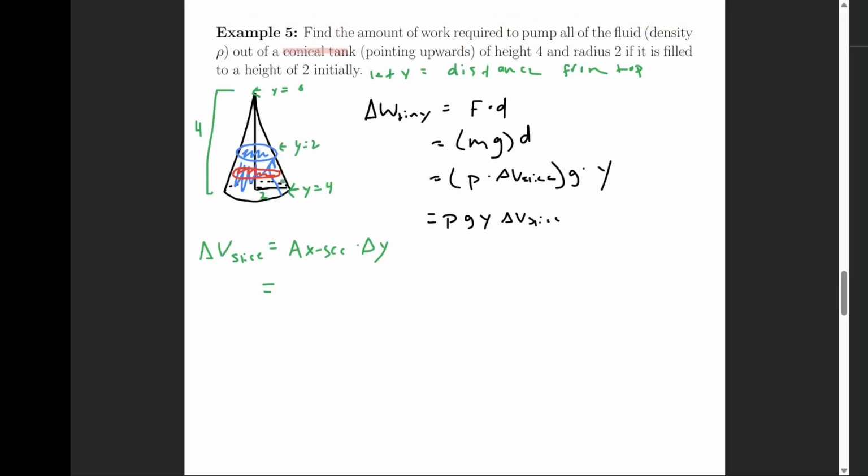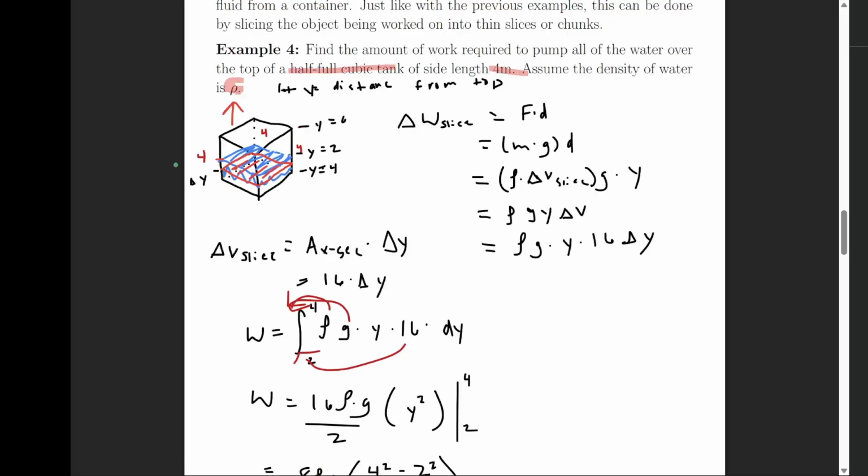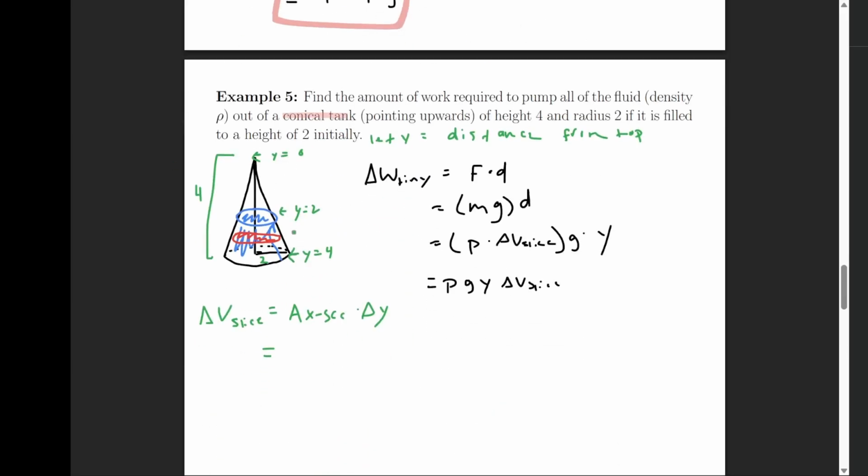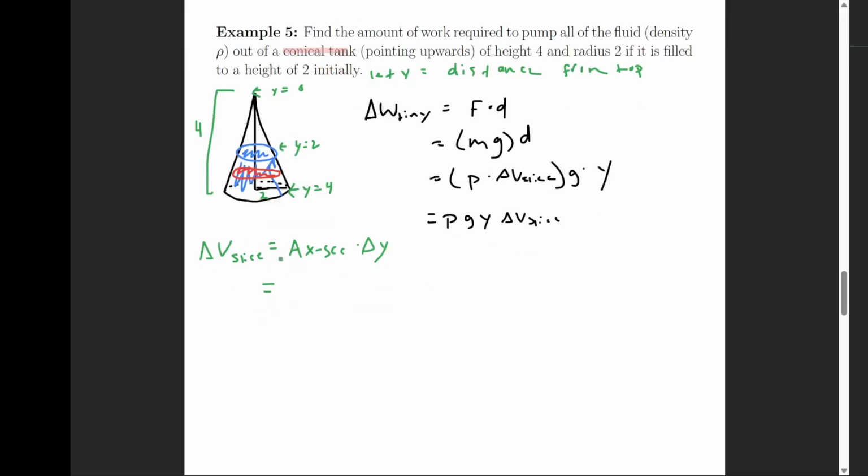So what's the area of one cross section? In the previous case, it's a square because it's a cube, so it's just 4 times 4. But since it's a cone, we've got to think a little more. What shape is the cross section? It's a circle. So in this case, the area is going to be pi r squared times delta y. But we have to figure out what r is. And they say r equals 2, but we can't use that. Why?